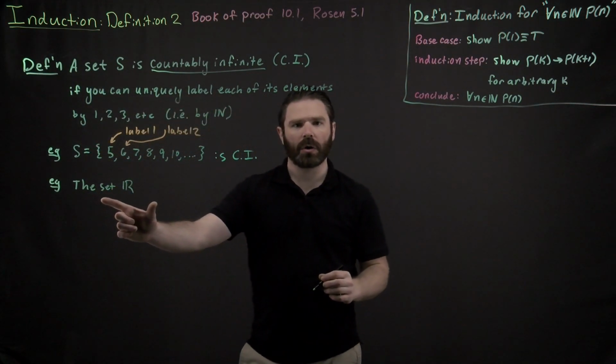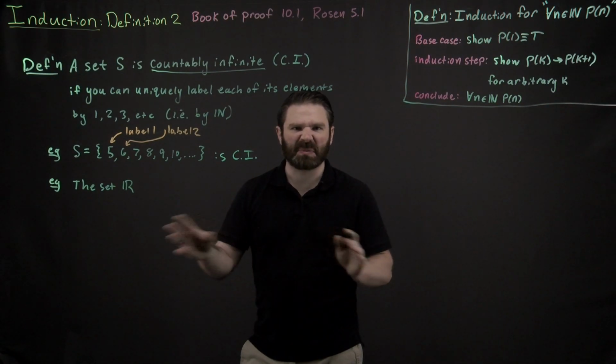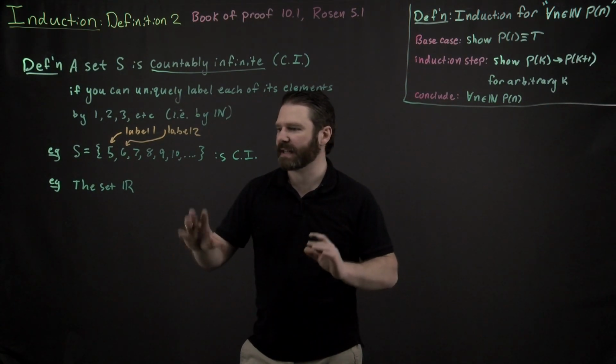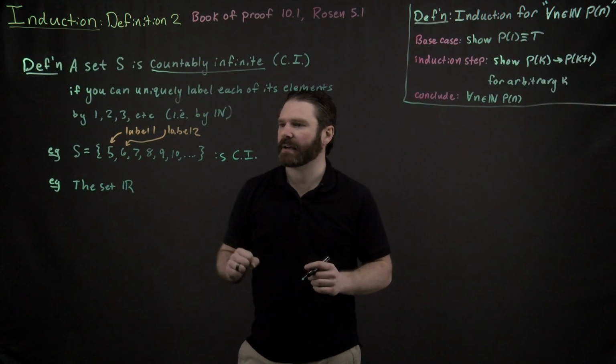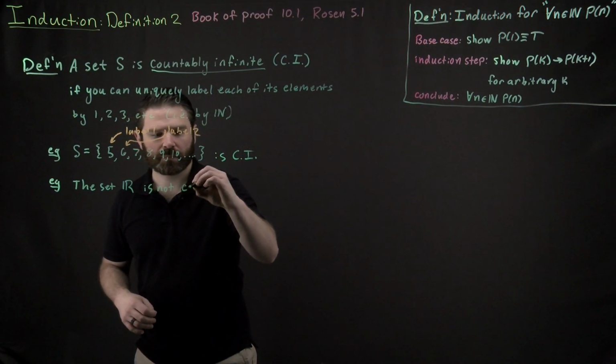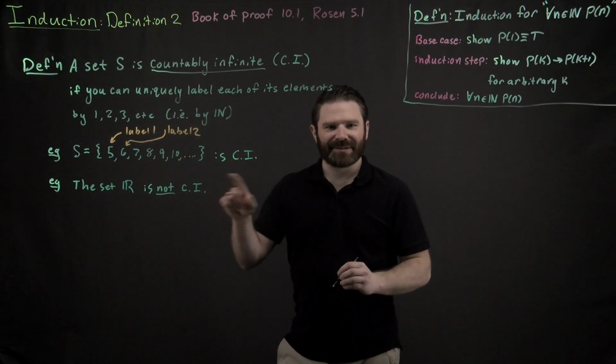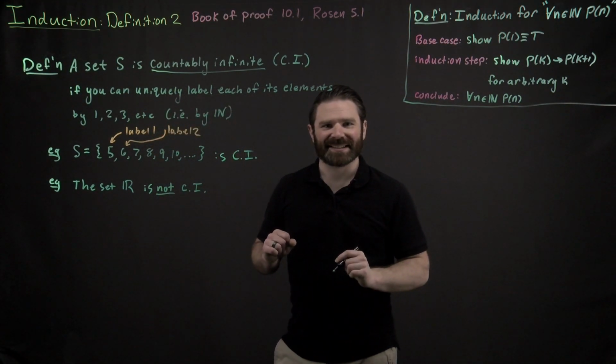As another example, the set of all real numbers, so all the fractions, irrational numbers, pi, everything, plus and minus, natural numbers, etc., that set right there is not countably infinite. And if you want to know why that's the case, you can ask me about that sometime.